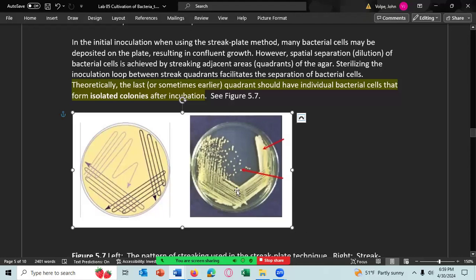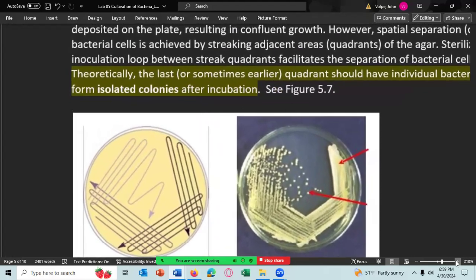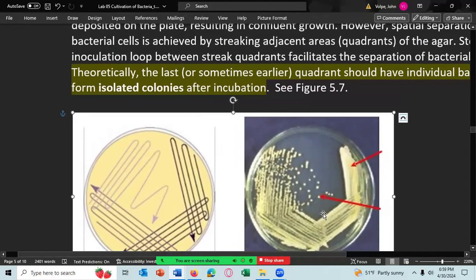Now, one cell or multiple cells could have formed this colony. Let me blow this up. You'll note that this colony is much bigger than the colonies around it. And this colony here, as well as that one, is much bigger than the colonies around it. So these colonies are probably formed by more than one cell, in which case they may not be pure cultures.